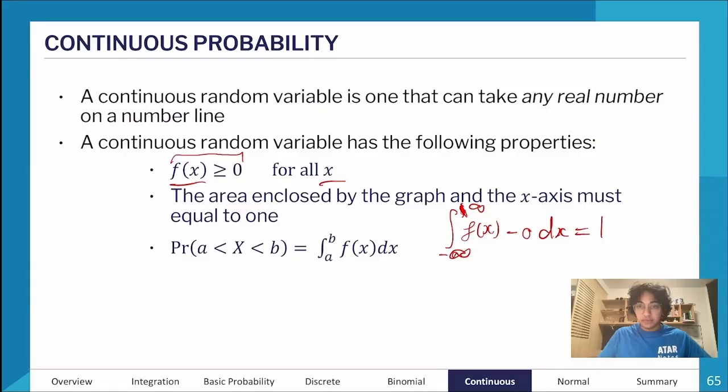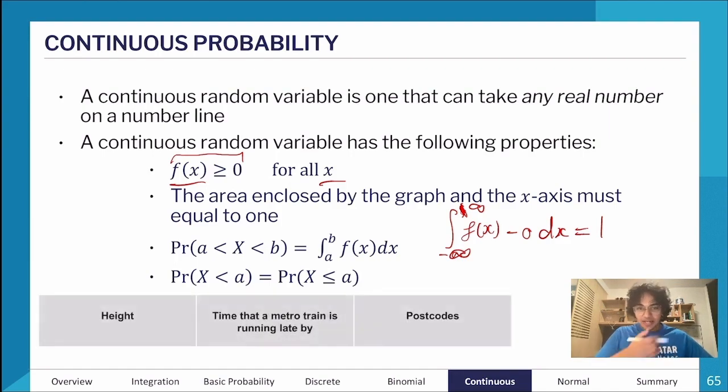That's represented here. If I want to work out the probability between two particular points, I need to work out the integral. So the probability of x is less than a is also equal to the probability of x is less than or equal to a, sorry.